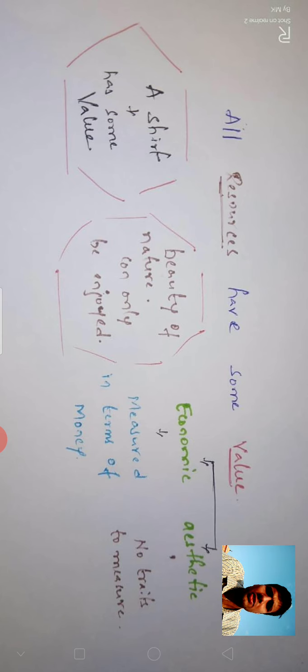For example, if you purchase a shirt from a store, it has some value, like 500 or 1000 or 2000 rupees. But if you go to a park or any place and see the beauty of nature, any scenery, those things cannot be measured in terms of money, but they are useful, they satisfy our needs, and we enjoy them. So then it can be considered a resource.